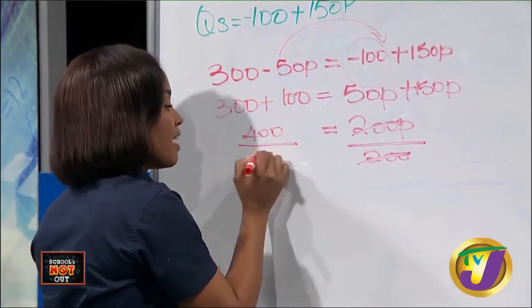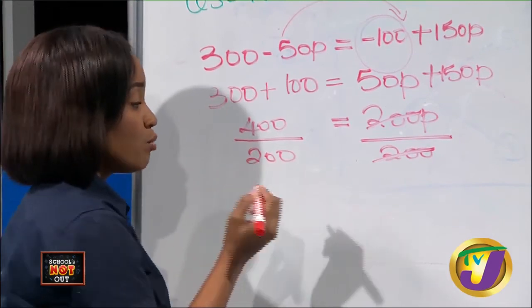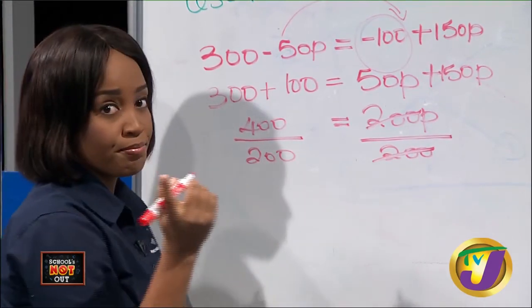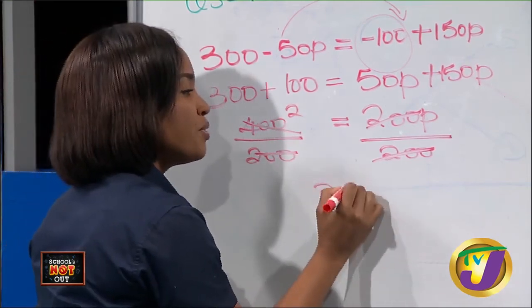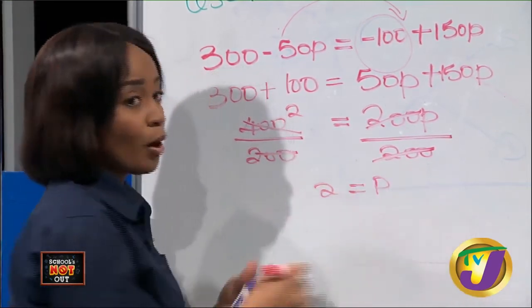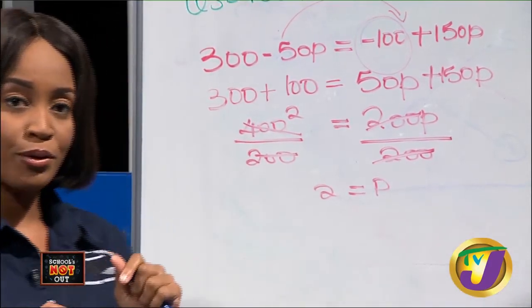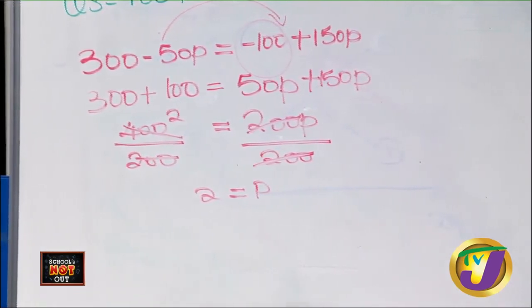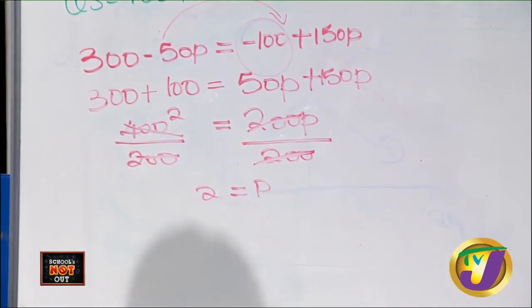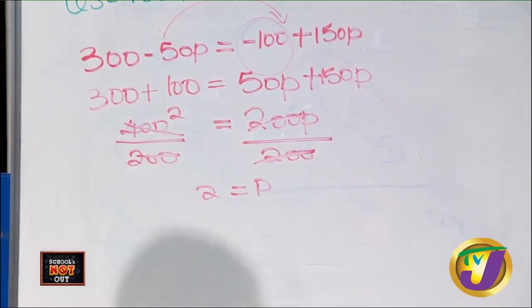And we'll also divide this side by 200. So 400 divided by 200 would be equal to 2. So 2 is equal to p, or p is 2. This means that the price of the good is $2. So how will we know if this is indeed correct? So using the original equation, supply or demand, we will substitute p for 2.